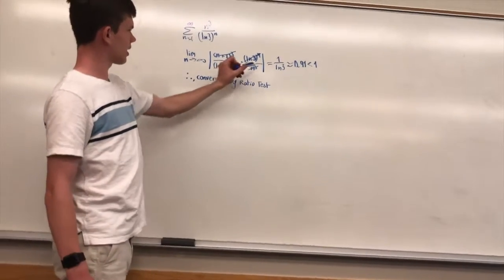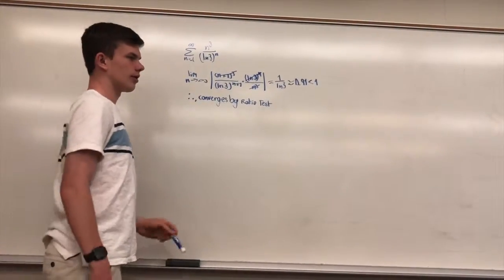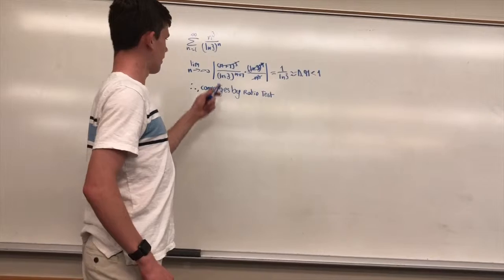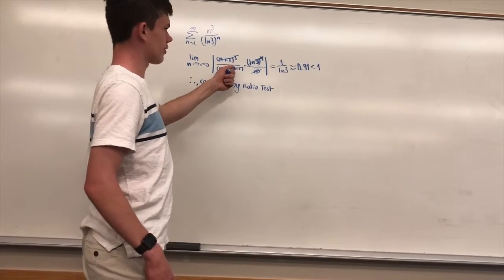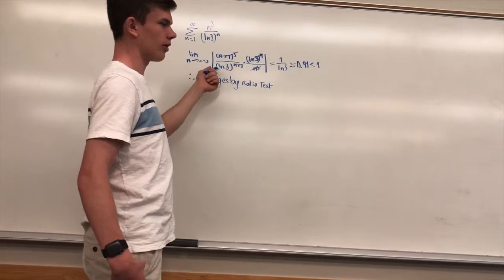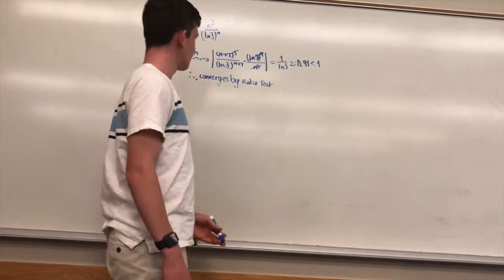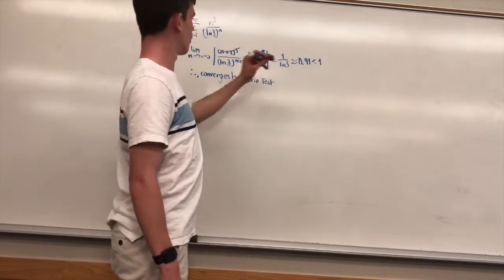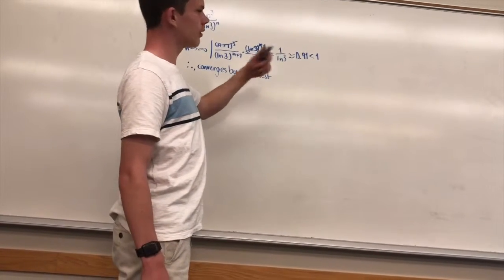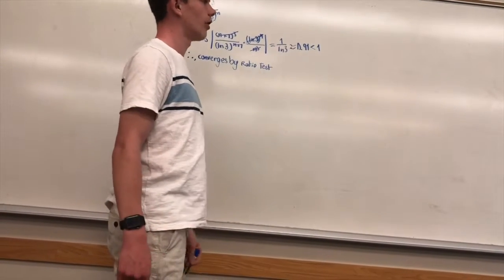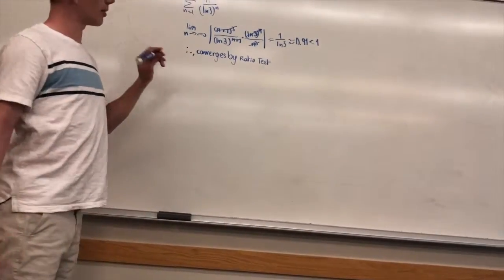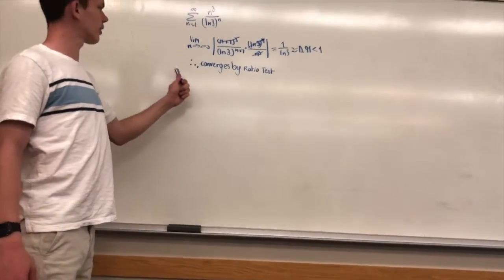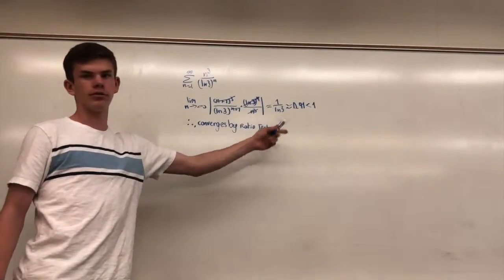And so then you can cancel out these because they're both to the third. And then this one, you cancel out the n, and then you're just left with it to the 1, which is just the function right there, ln of 3. And then you get 1 over ln of 3, which approximates to 0.91, which as you can see is less than 1. So that means since it's less than 1, therefore it converges by the ratio test.